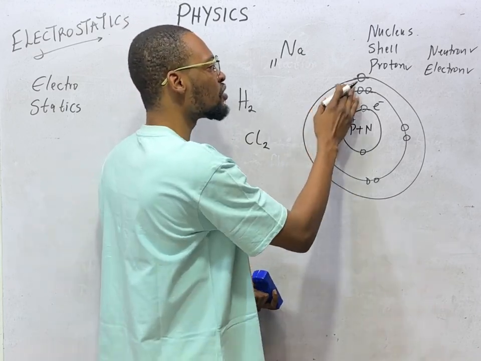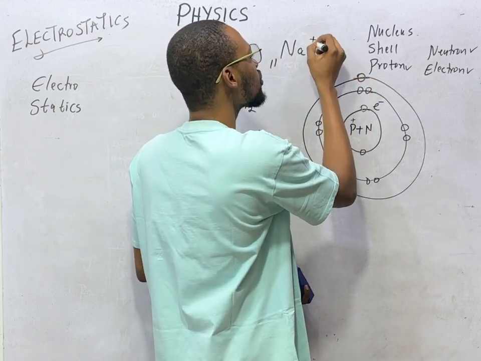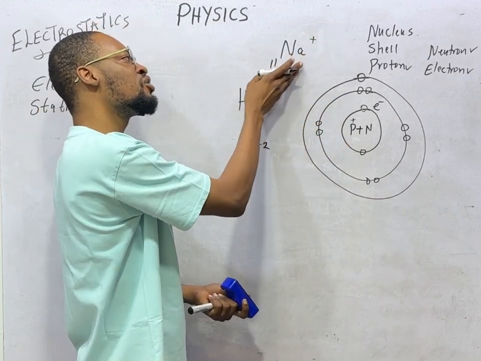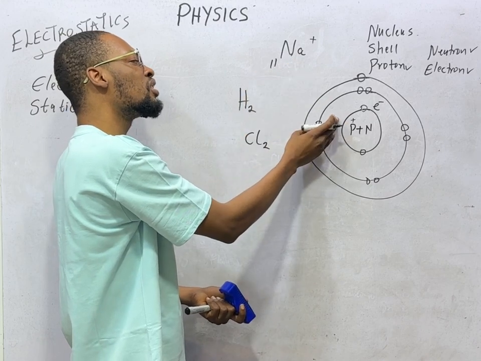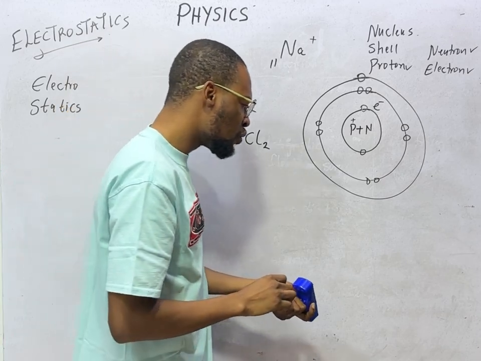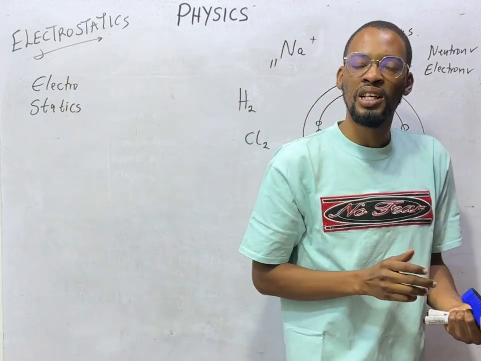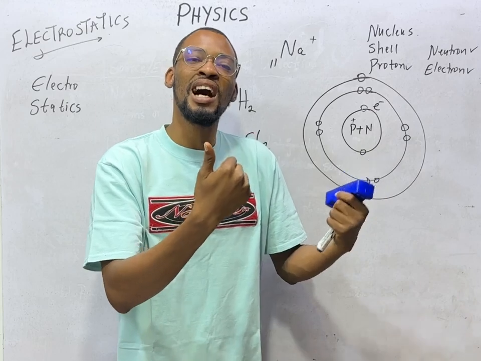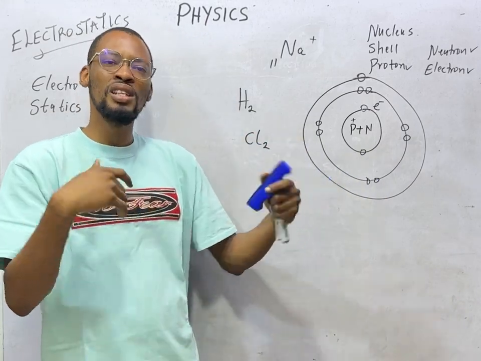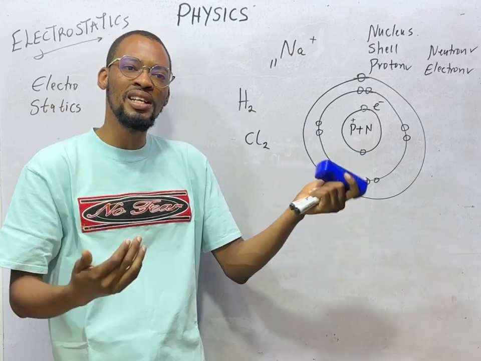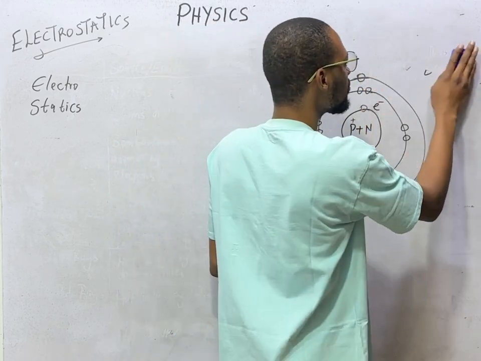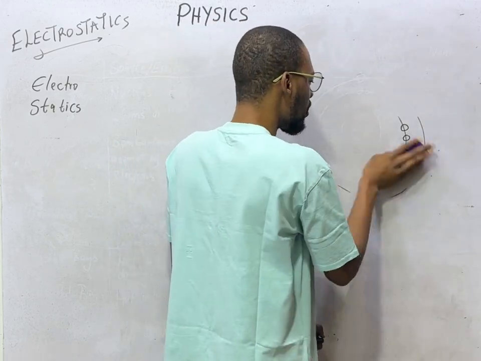So this has one electron. If someone gives this out, it becomes plus one, or you just simply say plus. So here, it is no longer neutral. The number of protons is now more than electrons, so it is positive. For an atom with more electrons than protons, the one that will receive electrons, it will now have more electrons than protons. It becomes negatively charged. So charges exist when atoms lose or gain electrons. And it is these charges that are responsible for electricity or electric current.